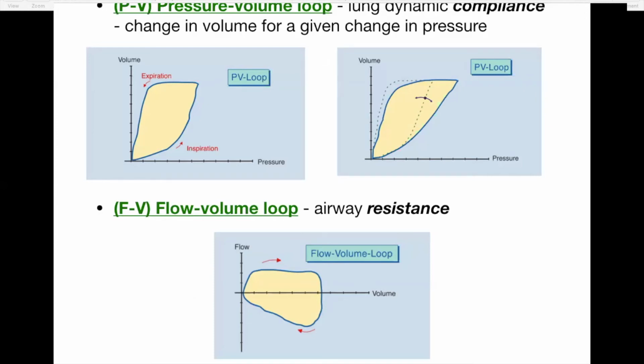If there is any change in your compliance, for example, the compliance is getting worse and worse, you are going to need higher pressure in order to deliver the same amount of volume. So the shape of your loop is going to change. And of course, you can see signs of hyperinflation or over distension of the lung. And the other important loop is the flow volume loop, which is going to show you the resistance of your airway or of your lung.